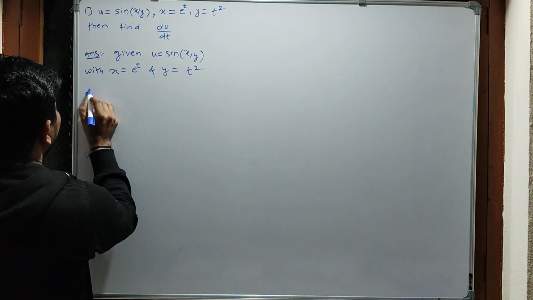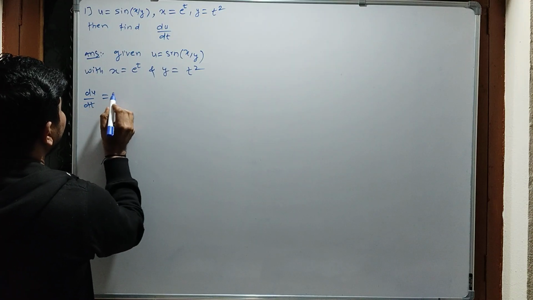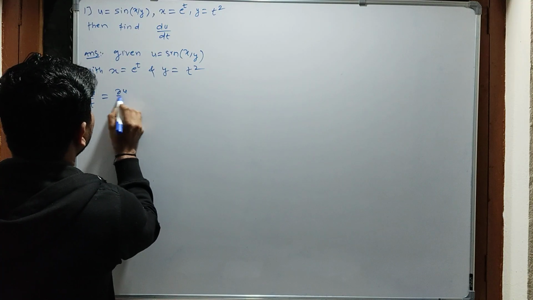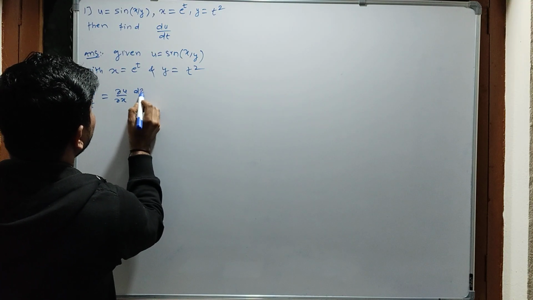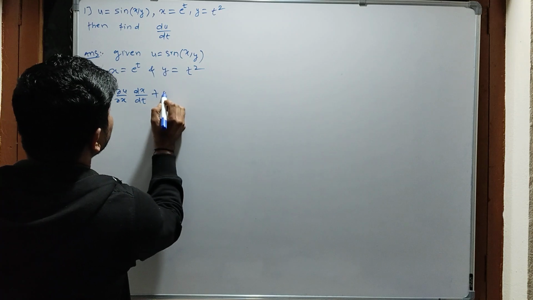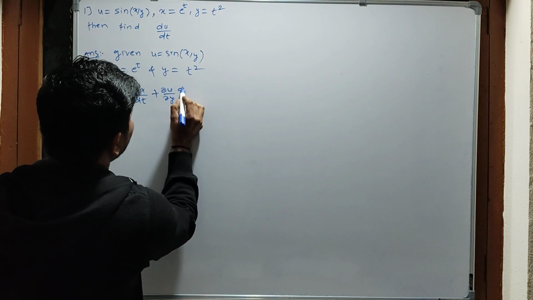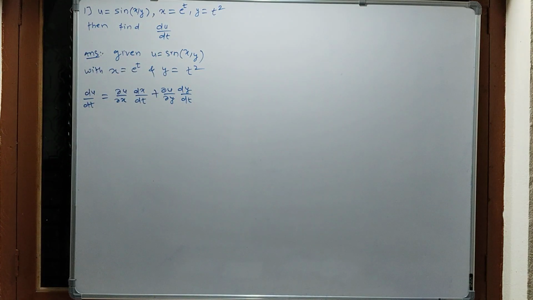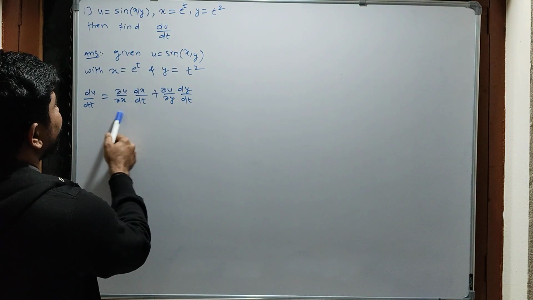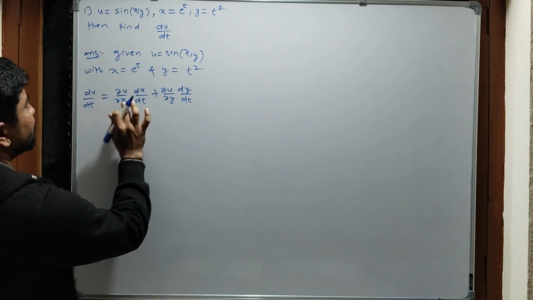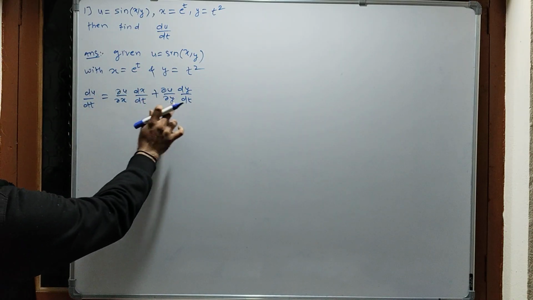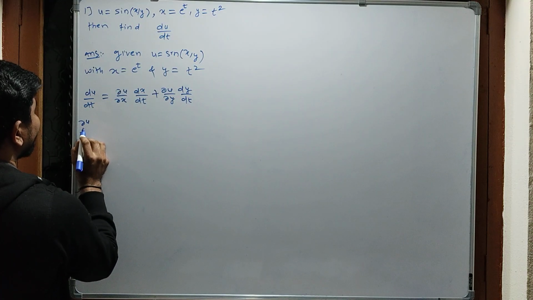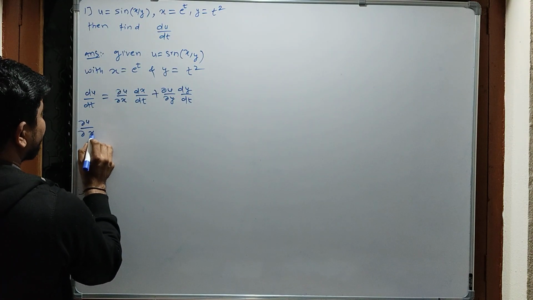So you have to find du by dt, which is equal to the change through x and the change through y: dou u by dou x into dx by dt, plus dou u by dou y into dy by dt. So the total change in u with respect to t is through x plus through y. First, you have to find dou u by dou x, dou u by dou y, dx by dt and dy by dt.